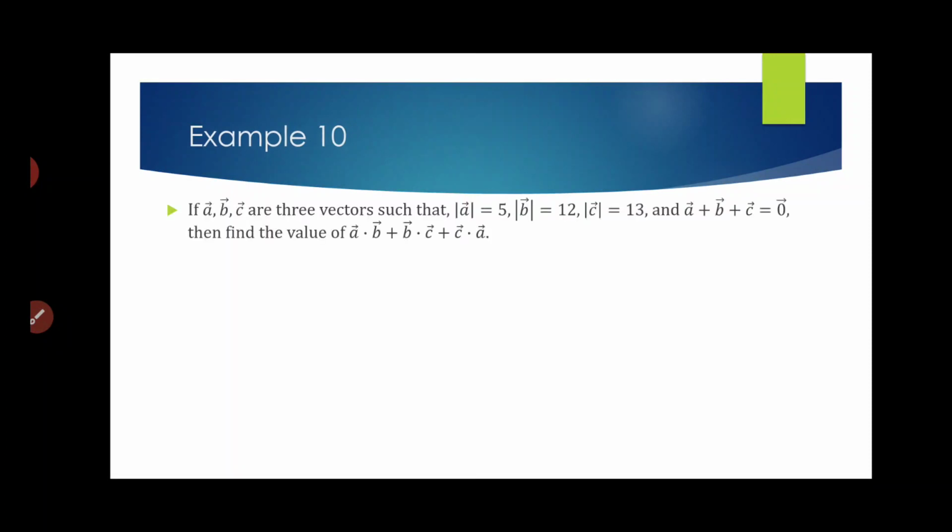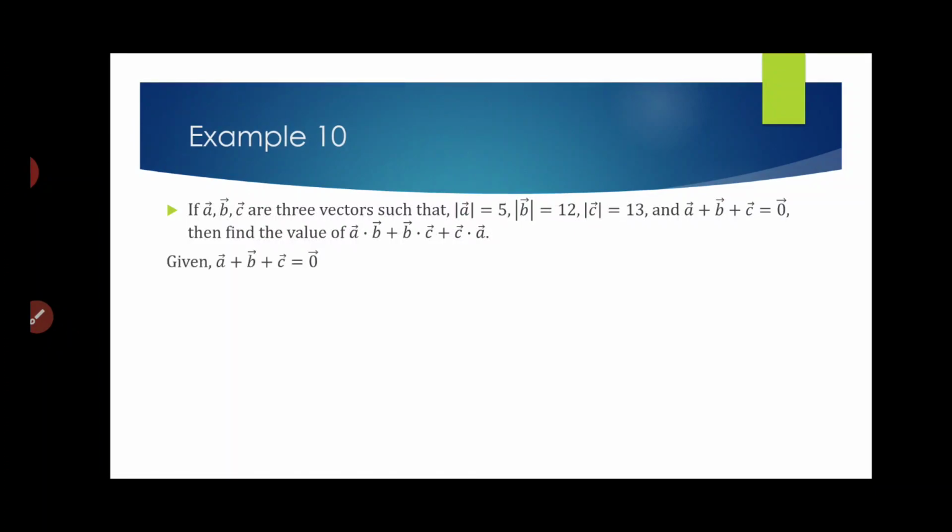If A, B, C are three vectors such that mod A, or the magnitude of A, is 5, magnitude of B is 12, and magnitude of C is 13, and given that A plus B plus C is 0, then find the value of A dot B plus B dot C plus C dot A. So there are a lot of things given. We need to find the value of this expression.